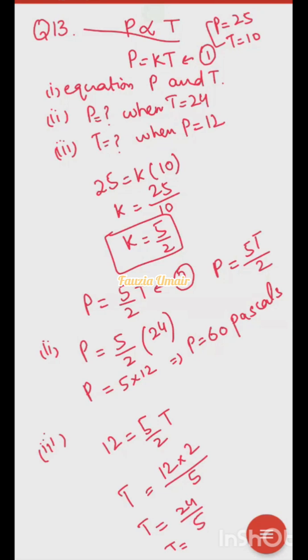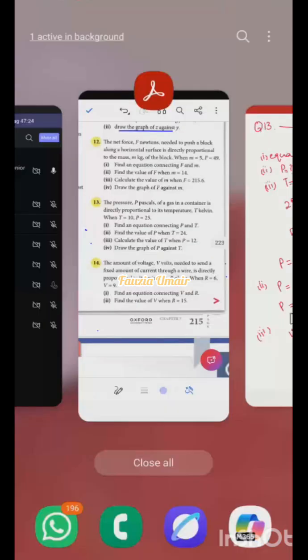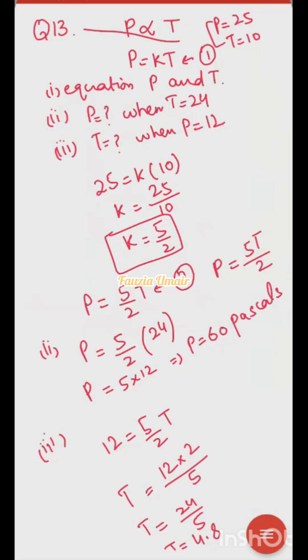4.8 Kelvins. I think so. It was in Kelvin. Let me confirm it and we can write down the unit. The temperature is in Kelvin. Okay, so 4.8 Kelvin. If the pressure is 12 pascals, then the temperature would be 4.8 Kelvin.